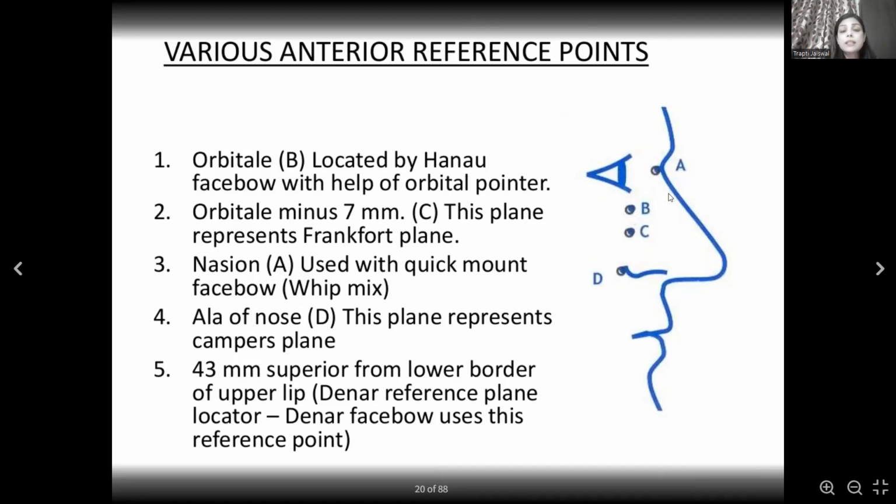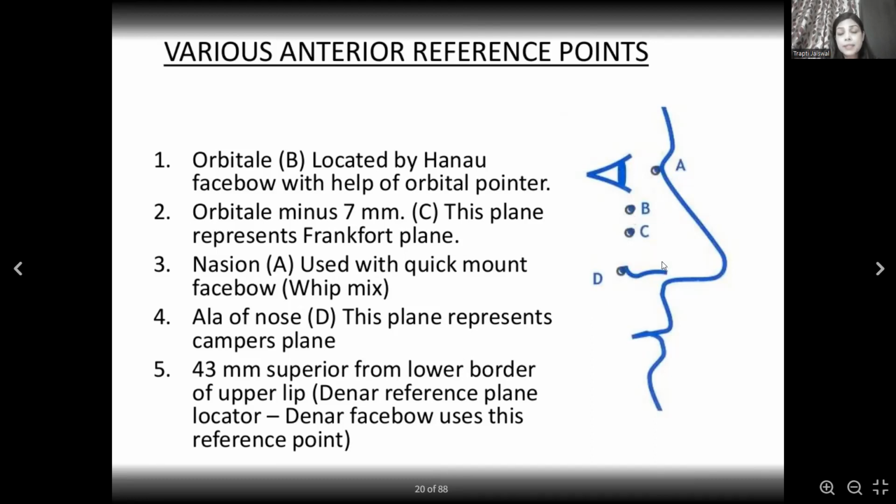The next anterior reference point is the nasion. This is marked as A in this diagram, and it is used with the Whip Mix articulator, the Whip Mix quick mount facebow, and this is at the midpoint of the nose. Another anterior reference point is ala of the nose, which also marks the Camper's plane.